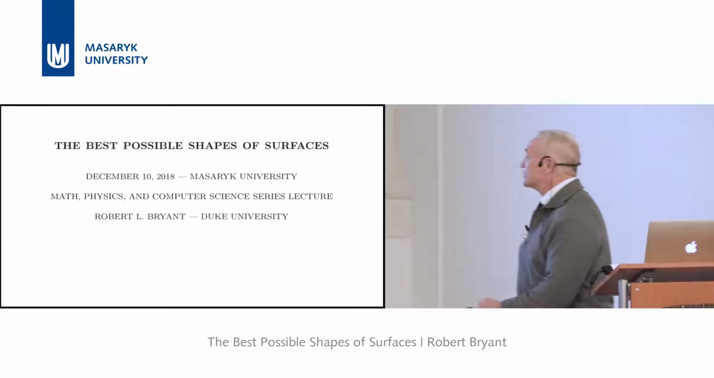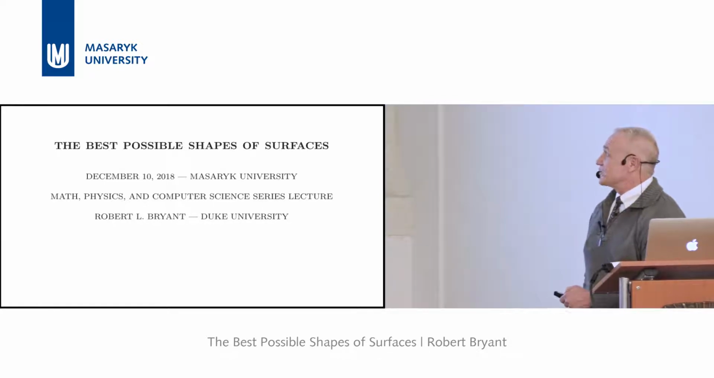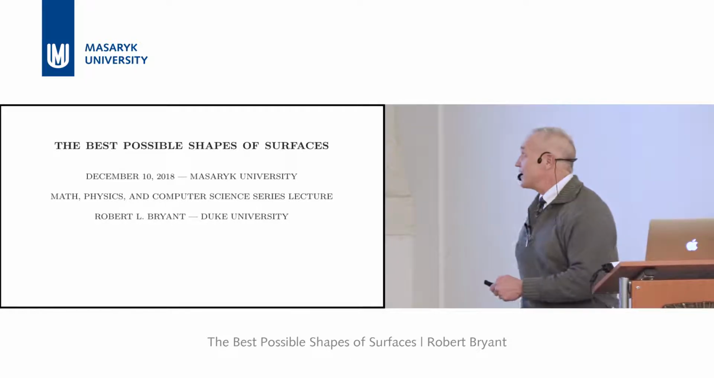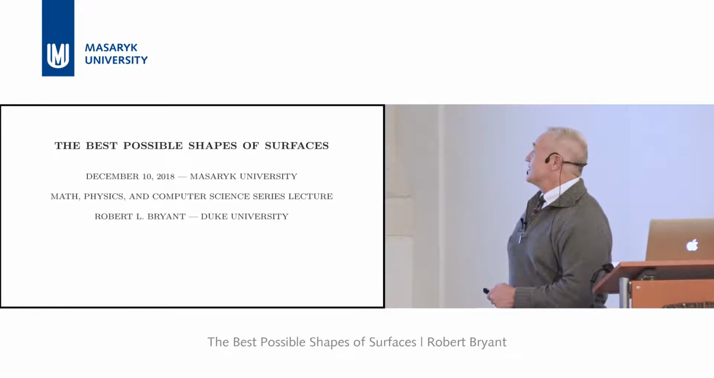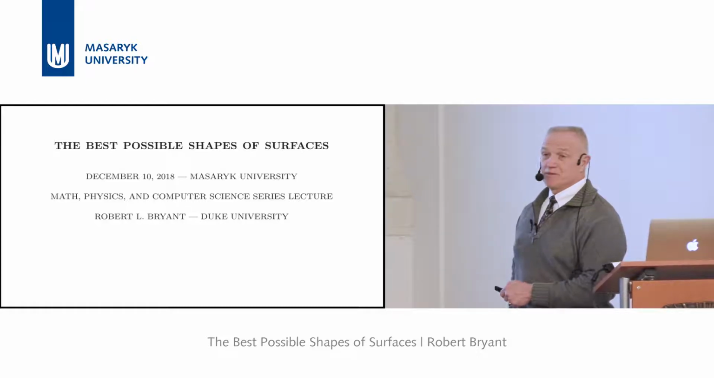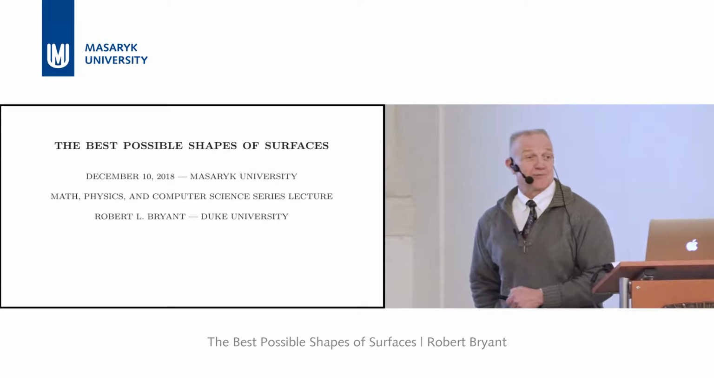Of course, the title is Best Possible Shapes of Surfaces. I'm going to have to explain what I mean by shapes and what I mean by possible shapes and what I mean by best possible shapes.